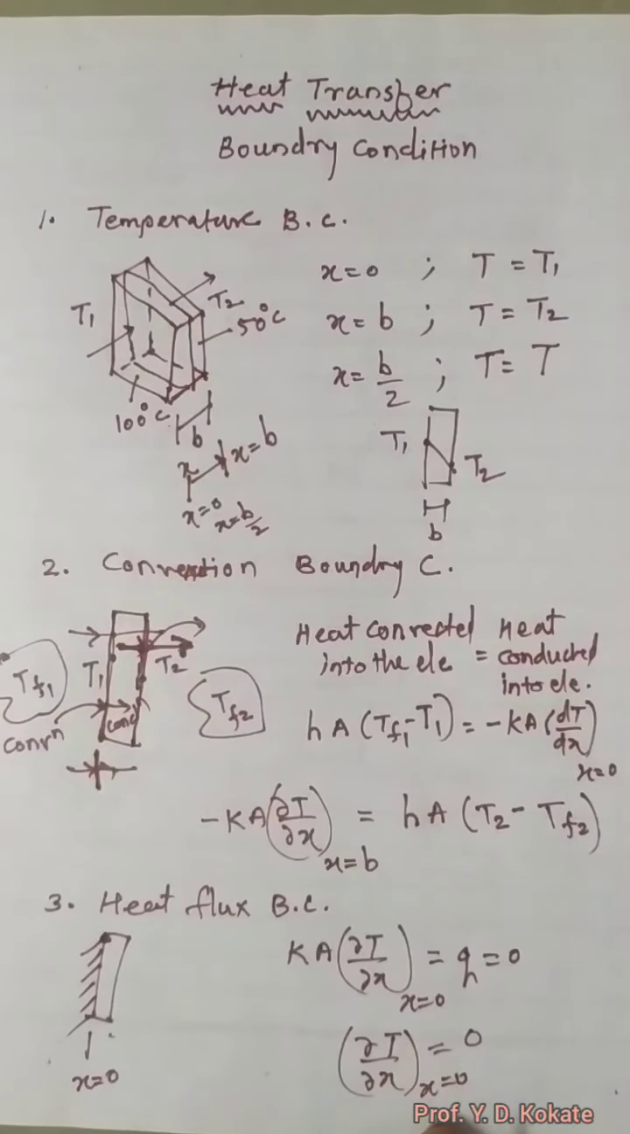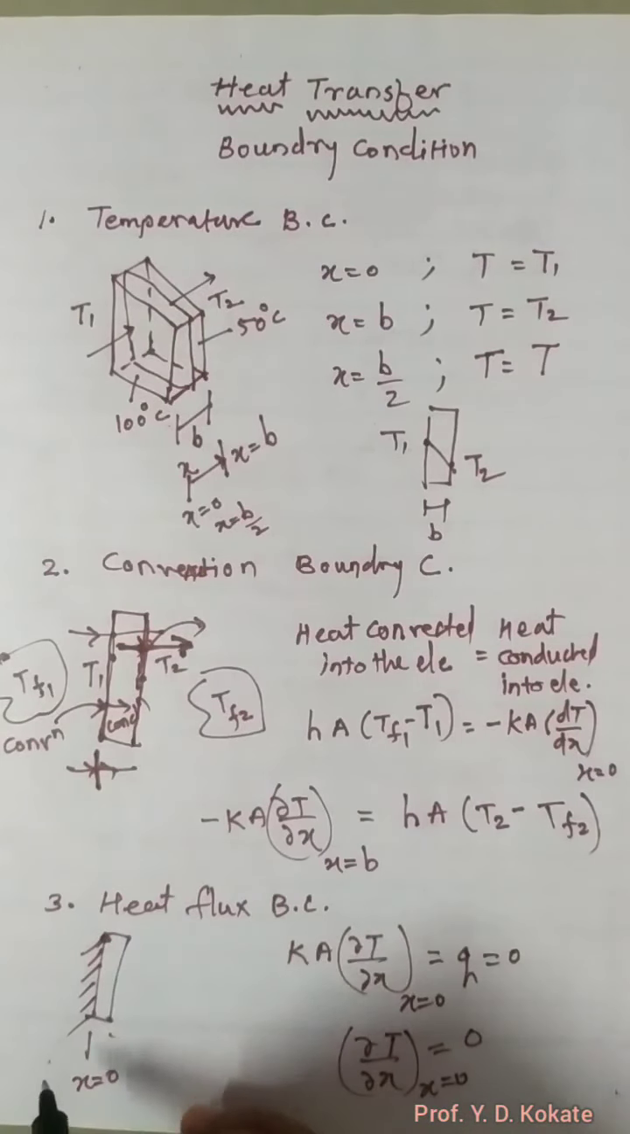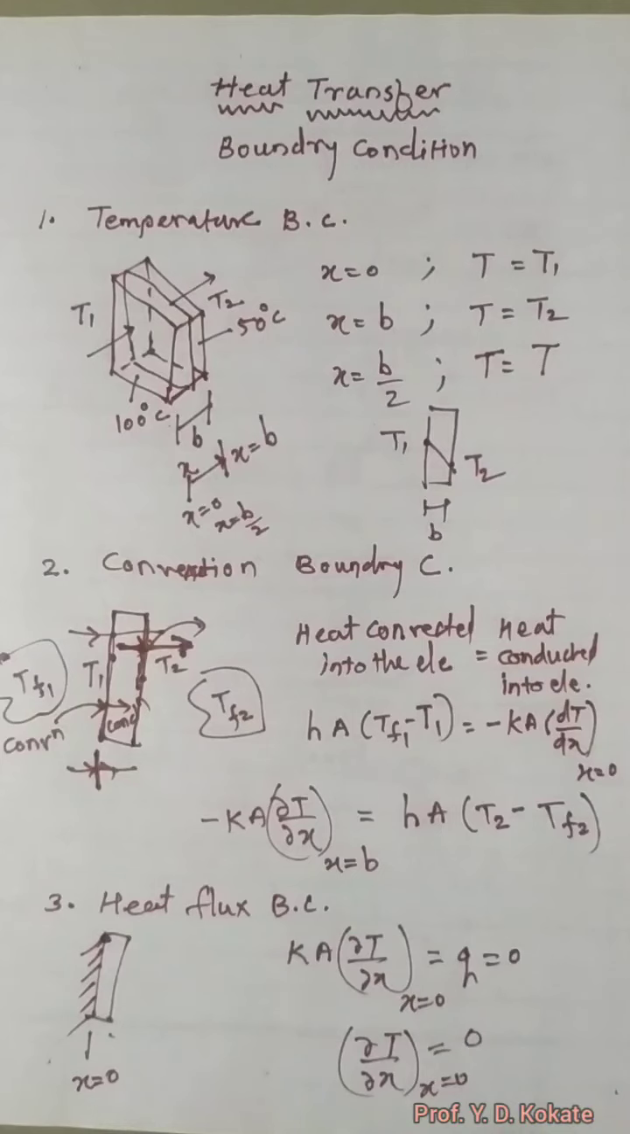Some students will get confused. At x is equal to 0, why does dT by dx at x is equal to 0 become 0? When there is insulation at that locality, your dT by dx will become 0, meaning heat transfer will become 0.